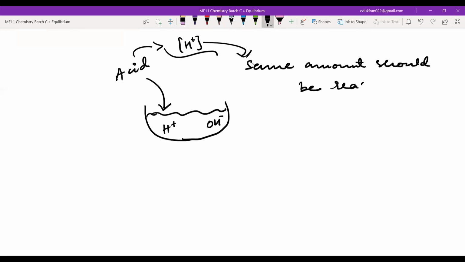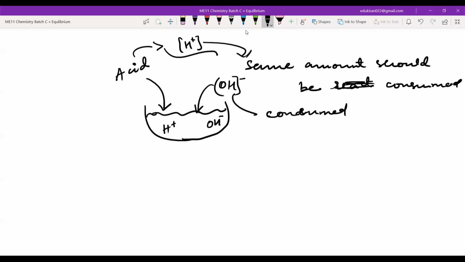Should be reacted or consumed. Then only the pH will be maintained. Yes or no, guys? Tell me that. Right. Then only the pH will be maintained. Now, if I add a base, then if I'm increasing the concentration of OH negative, then this same amount of OH negative should be consumed. Okay, fine.